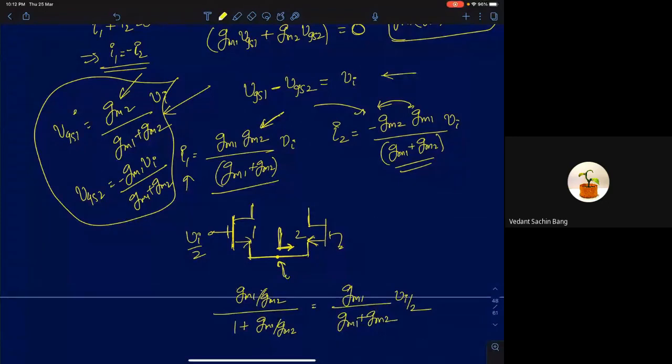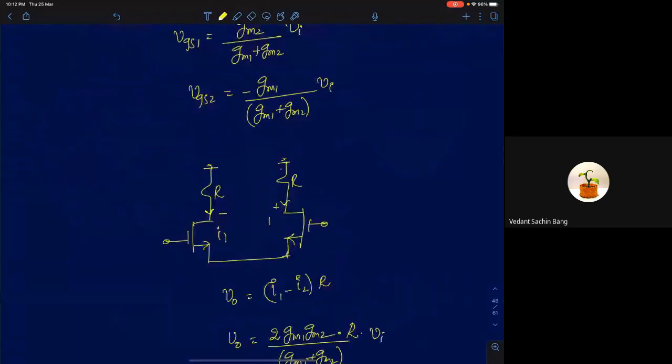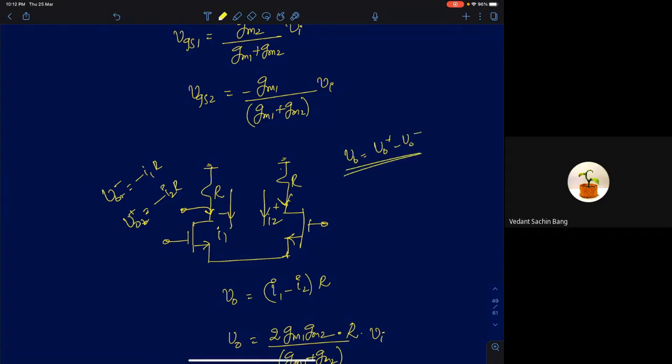Now I know what is I1, I know what is I2. So what is your VO? If you're asked to write, this is I1 here and this is I2 here. So VO minus will be minus of I1 R. VO plus will again be minus of I2 into R, because I'm assuming the sign of I1 and I2 are in this direction. Then VO is simply VO plus minus VO minus. So that will simply be I1 minus I2 into R. Right now I assumed R as constant.